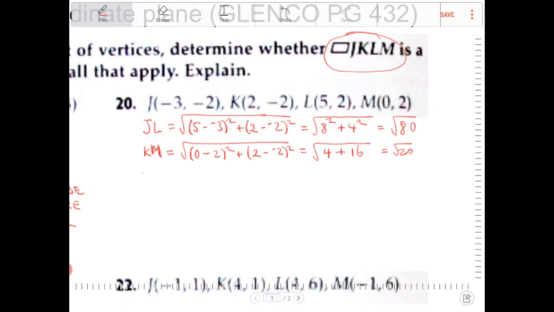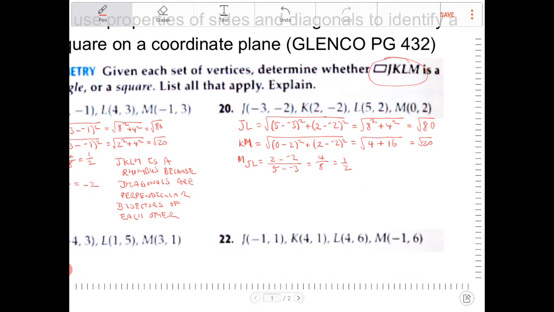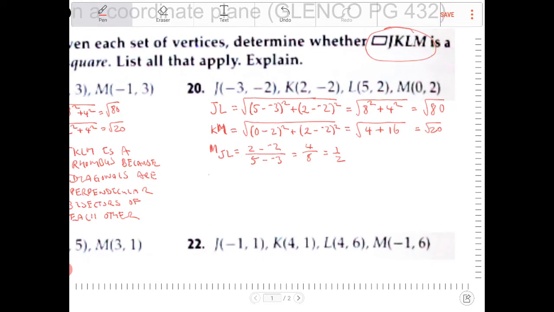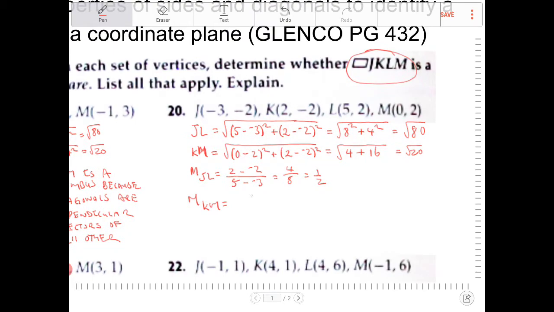So the slope of JL is going to be 2 minus negative 2 over 5 minus negative 3. And that would be 4 over 8. And that is again equal to 1/2. And the slope of KM is equal to 2 minus negative 2 all over 0 minus 2. So this is again 4 over negative 2. So this is negative 2.